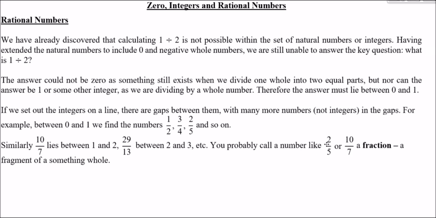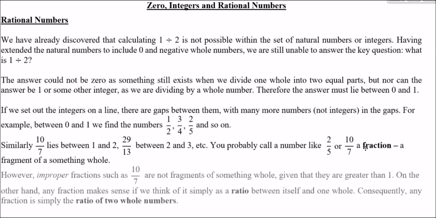You probably call a number like 2/5 or 10/7 a fraction, as do I, as would almost everyone, I believe. And a fraction just means a fragment or part of something whole. The thing is, however, in improper fractions like 10/7, they're not fragments of something whole, because actually 10/7 is greater than 1. So it's something greater than a whole, but it's still going to be fragments of something. On the other hand, we can make fractions make sense if we think of them as simply a ratio between themselves and one whole. So as a consequence, any fraction is simply the ratio of two whole numbers. If we conceptualize it like this, it's actually rather powerful, and I'll give you some explanations and examples right now.